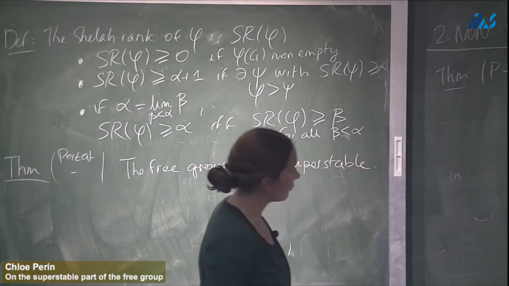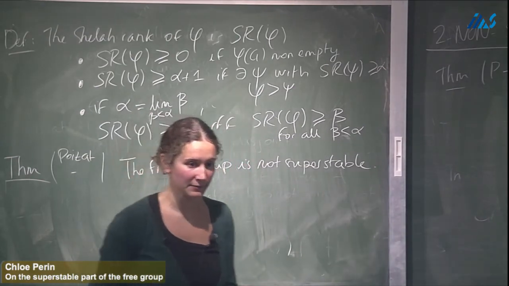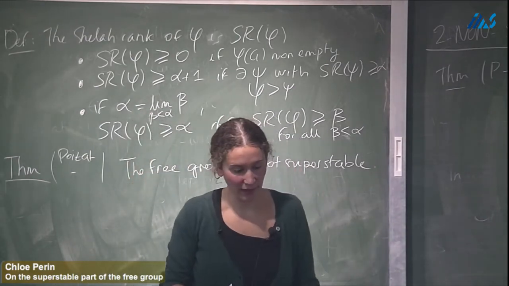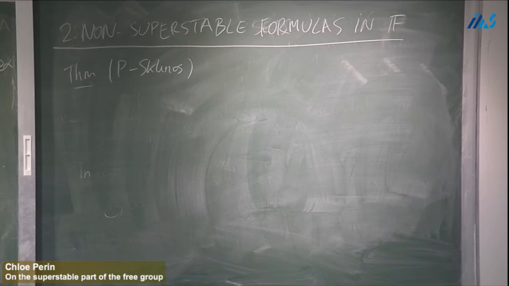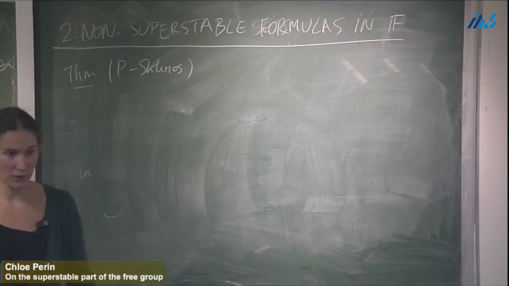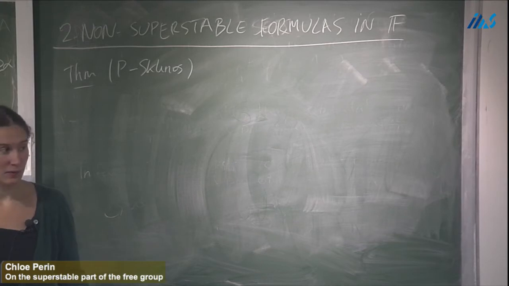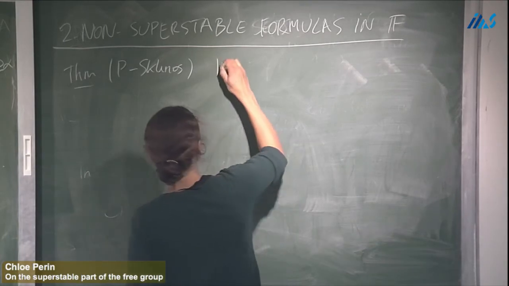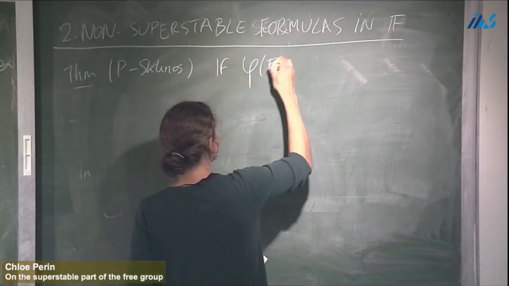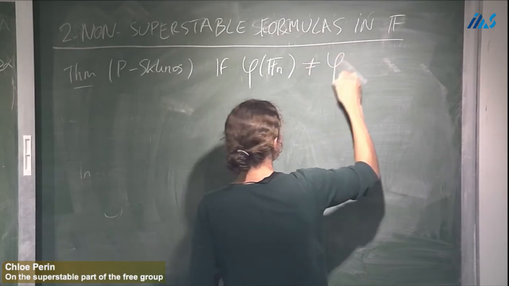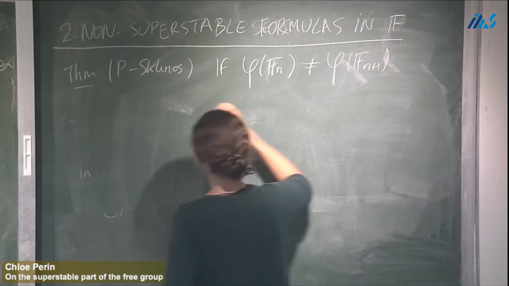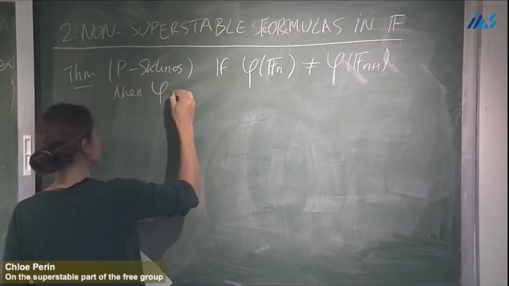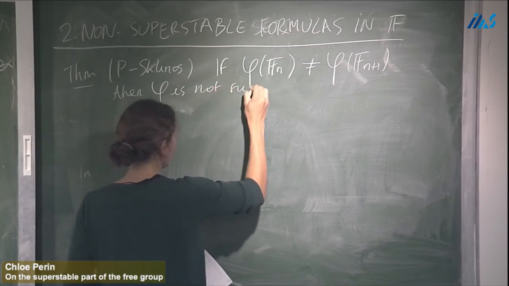It says that if you take a formula which is defined over, say, the free group of rank n, and you look at the definable set on Fn, and then you look at the set defined by the same formula on Fn plus 1, you add a generator, and you wonder whether you've gained any new elements by doing this. The result says that if you do gain some elements, then the formula phi is not superstable.